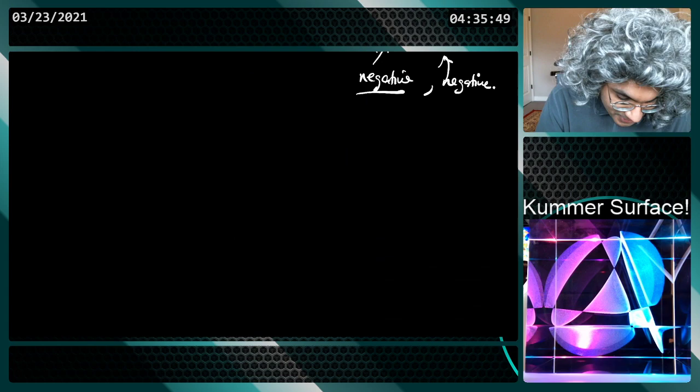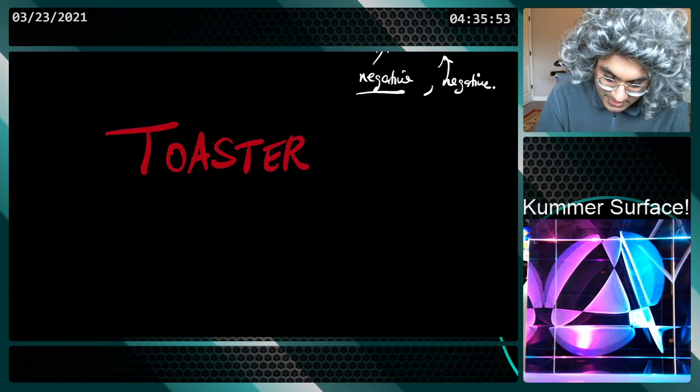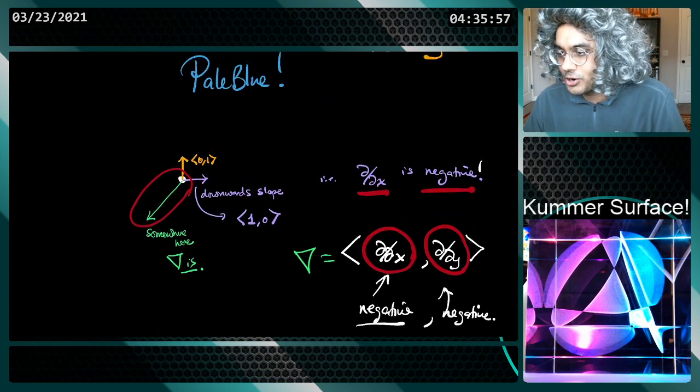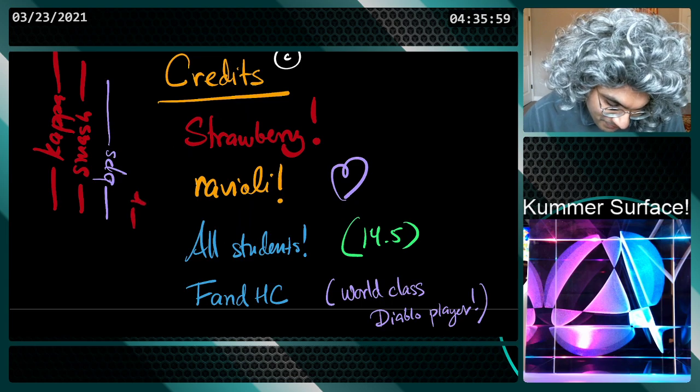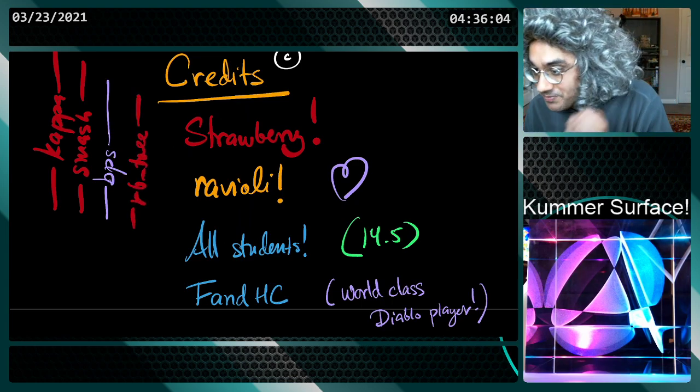Okay, fine. Toaster. Toaster's in here. Toaster gets credit. Great student. Substitute student. Awesome. Hey, Arbitree. Beloved mod. Okay, the prediction has started.